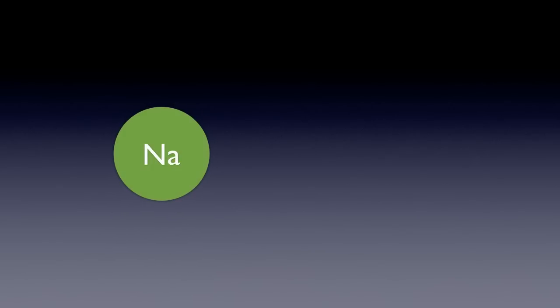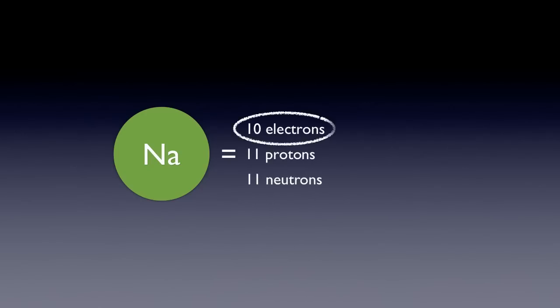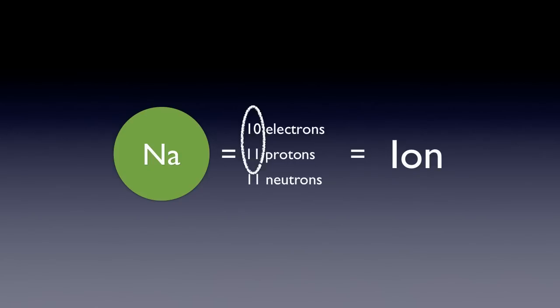But remember how I said atoms have electric charges? Because the atoms now don't have the same number of protons and neutrons as electrons, they are called ions. When the sodium atom lost its extra electron, there were more protons, which have positive charges, than electrons, which have negative charges, so this ion has a positive charge.